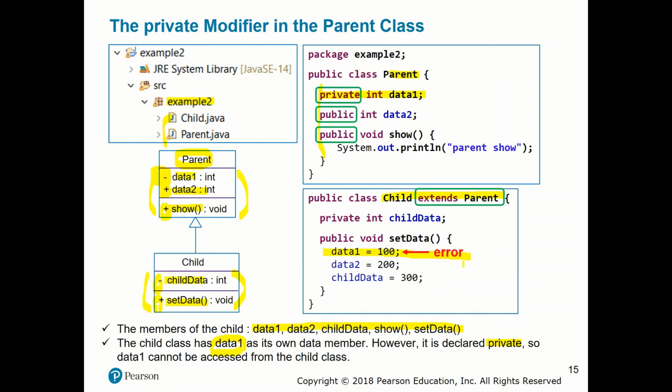So you must be careful when using a private member of the parent class. If you want to use a private member in the parent class, then you must make some method to access it. I'll explain it later. At first, you must know that a private member of the parent class cannot be accessed by the child class.